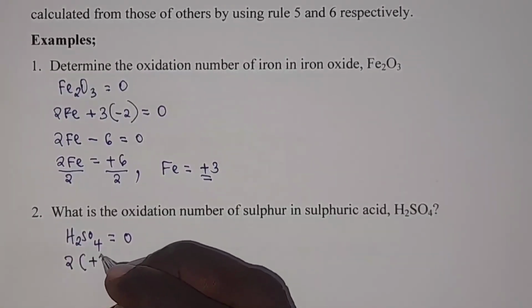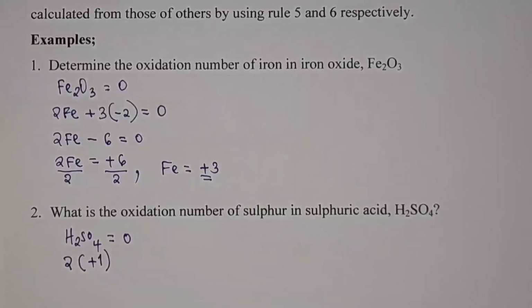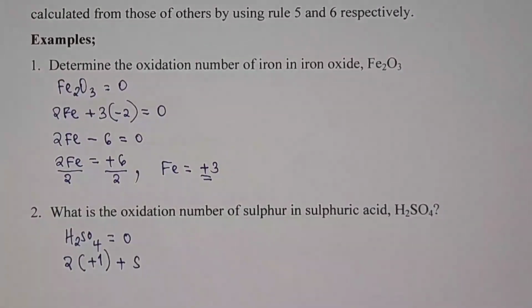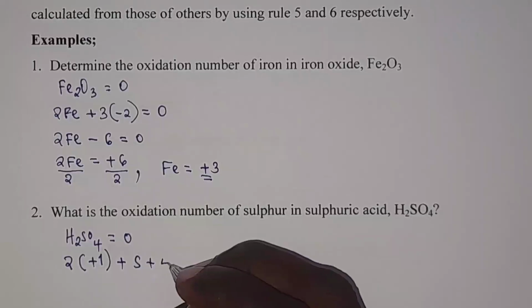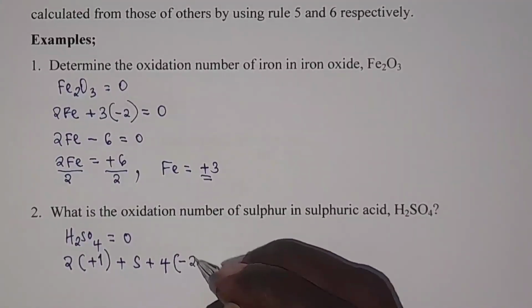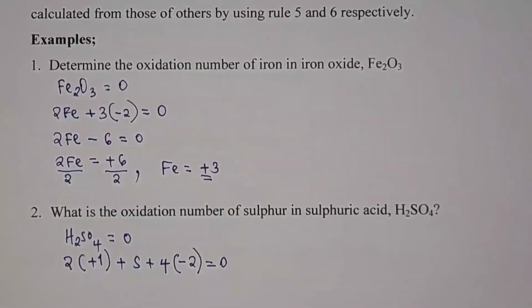The oxidation number of hydrogen is +1 in all compounds except in metal hydrides. So this is not a metal hydride. Oxidation number of hydrogen is +1. Plus, then we are going to have sulfur, because we are told what is the oxidation number of sulfur. We don't know. We put S alone. Plus 4 of oxygen. The oxidation number of oxygen is -2. This will be equal to 0.